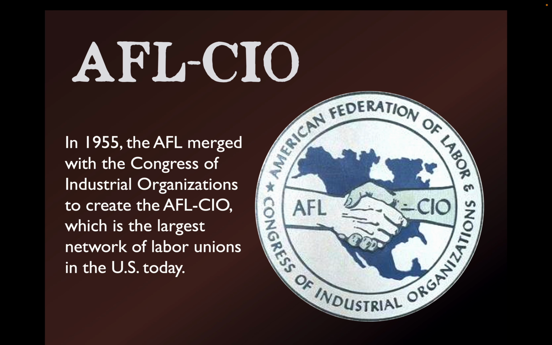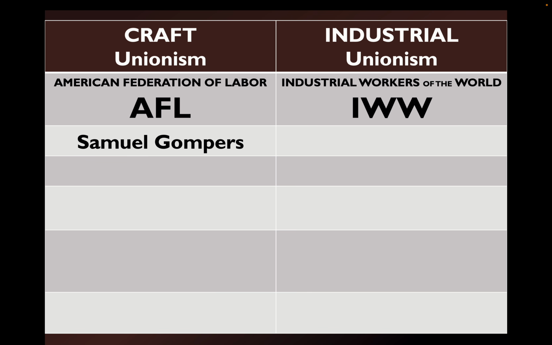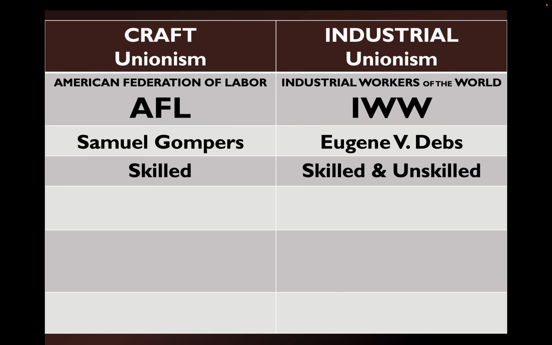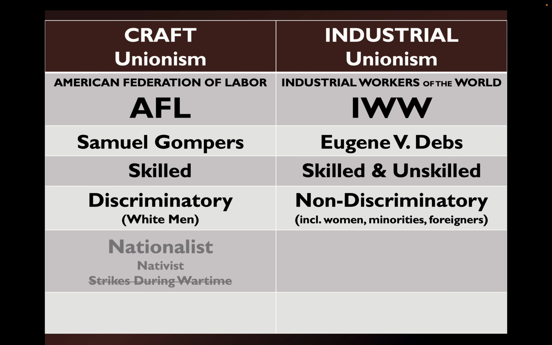So we're going to compare and contrast. If you take a look at your notes, we have craft unionism, AFL. The industrial unionism is the Industrial Workers of the World, IWW. Samuel Gompers is the leader. Eugene V. Debs is the leader of the other. Skilled versus skilled and unskilled. Craft unionism was discriminatory, only white men, and industrial unionism, non-discriminatory, included women, minorities, foreigners, what have you. Craft unionism was very nationalistic, nativist. They wanted people who were only born in America.